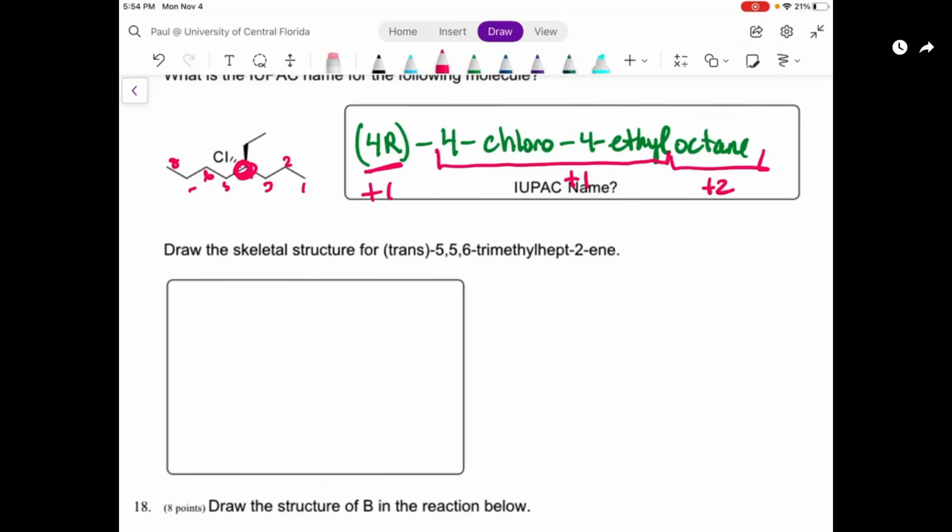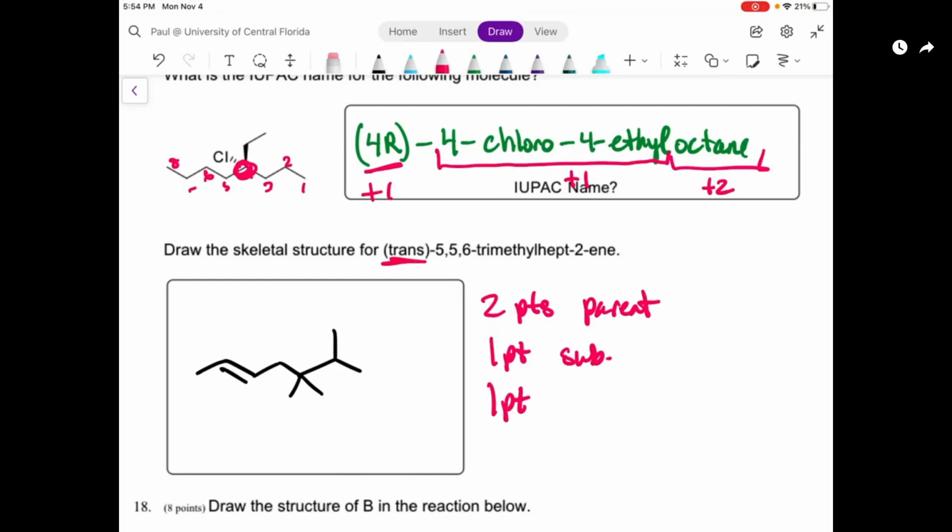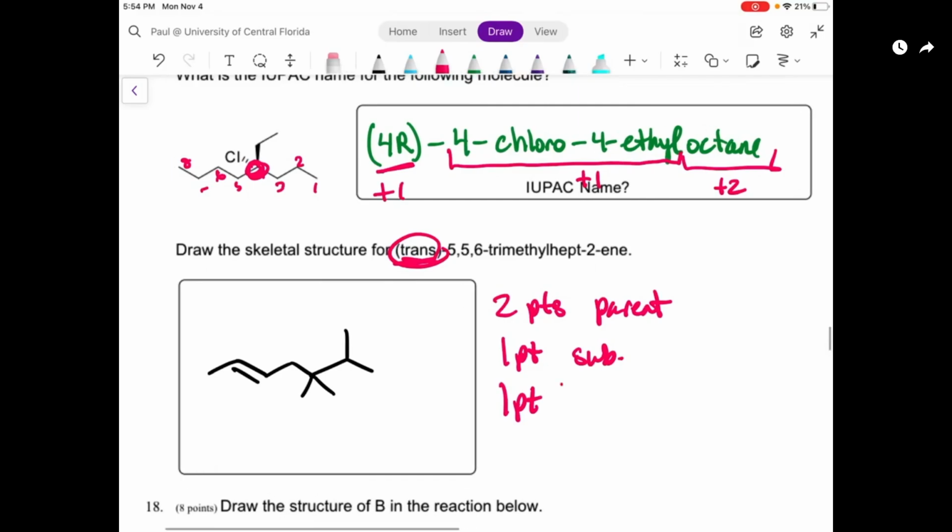And then the second half, if you drew this molecule right here, 1, 2, 3, 4, 5, 6, 7, like this, like that. Okay. And for this one, you got 2 points for the parent structure. You got 1 point for the substituents. And you got 1 point for that part right there, that it was trans.